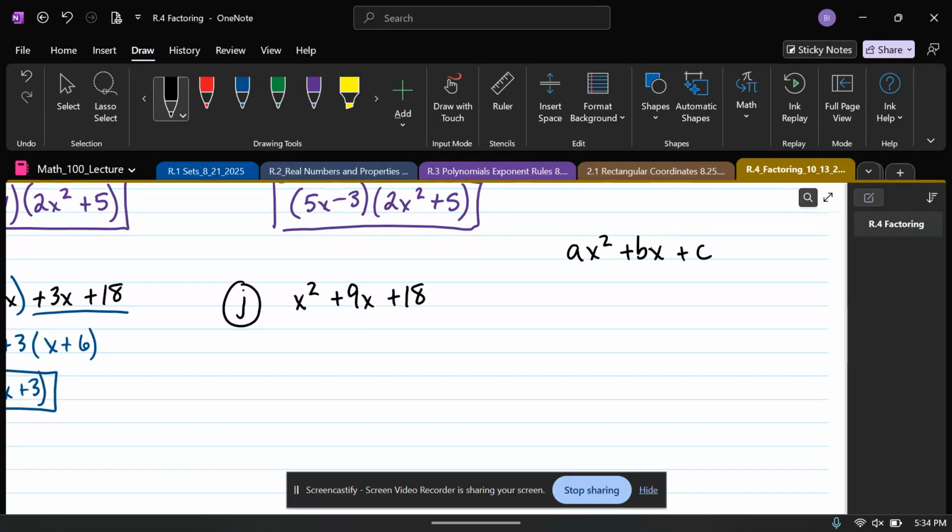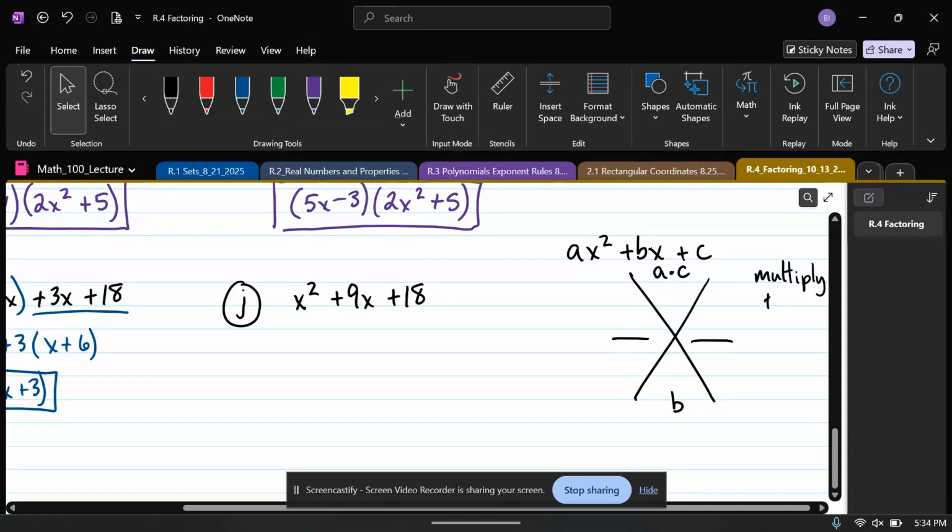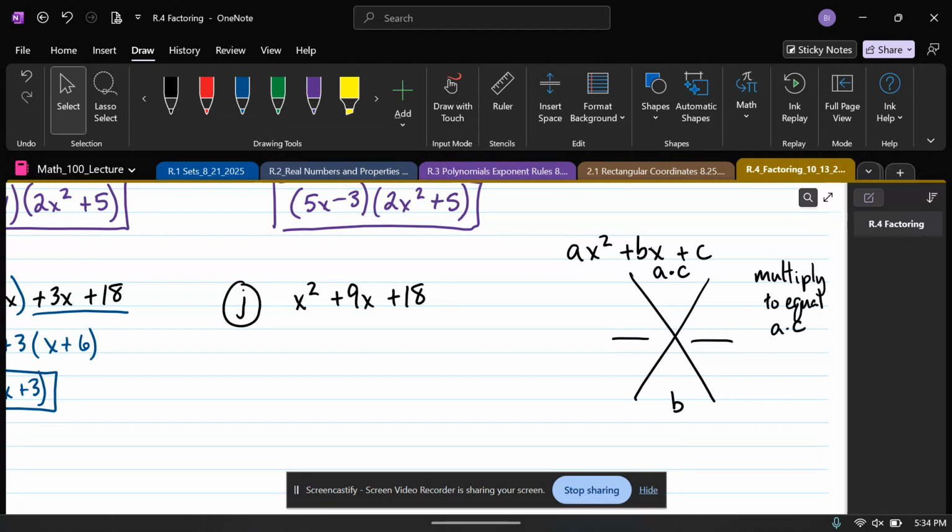To make the X, you're going to multiply A times C, and then the bottom is going to be B. Okay? And then you're going to find 2 numbers that go on the sides that multiply to equal A times C and add to equal B. Those are what the 2 blanks on the side are going to be.